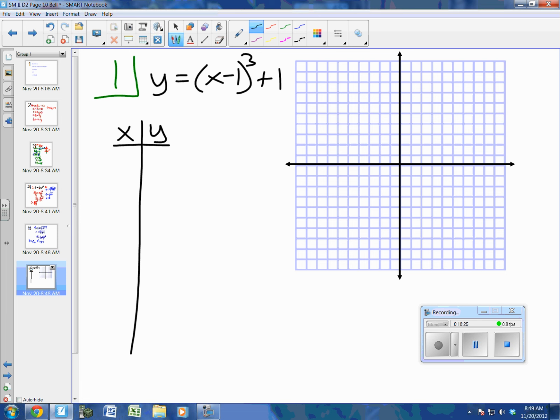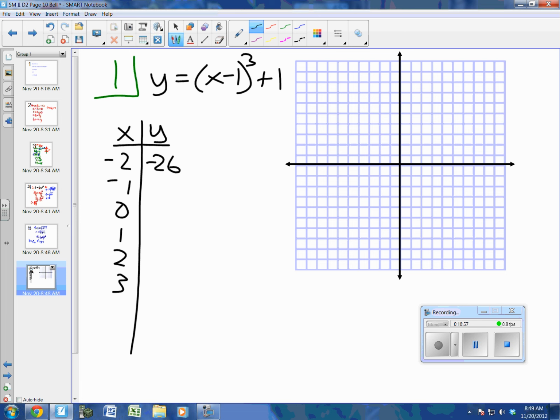So what x numbers might I choose? -2, -1, 0, 1, 2, 3, those numbers? Okay, let's try some of those numbers and see what we get. If I put -2 in there, -2 subtract 1 is -3. -3 cubed is -27. Add 1 and you get -26. That's way off my chart. So I'm probably not going to worry about graphing that one.